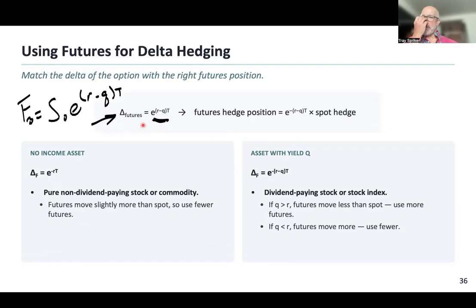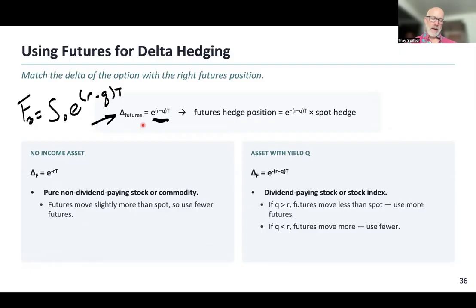Now, for an option that has no income, that is, Q is equal to zero, then the scaling factor is just the present value of a dollar. So your delta is going to be slightly less than one.